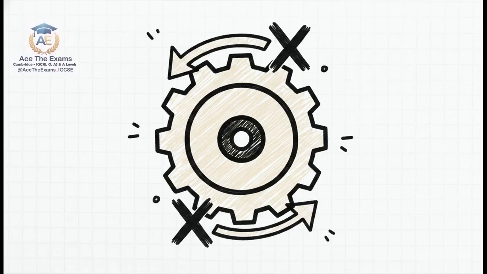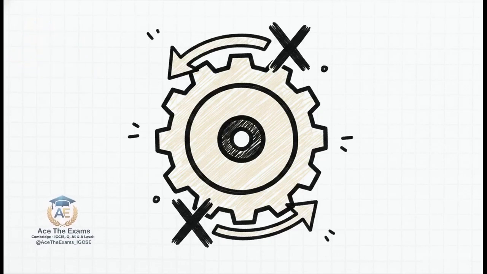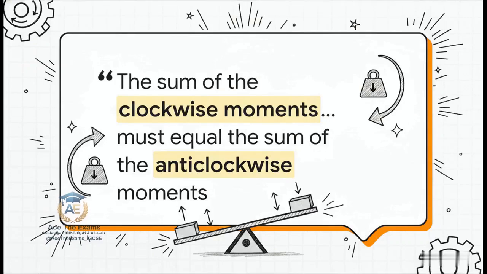This is part of our physics success blueprint. Stop guessing what the examiner wants and start giving them the exact phrases they are trained to look for. Think of the principle of moments as a structural tug of war, where the clockwise twists perfectly tie with the anti-clockwise twists. Now, read the quote on the screen very carefully.